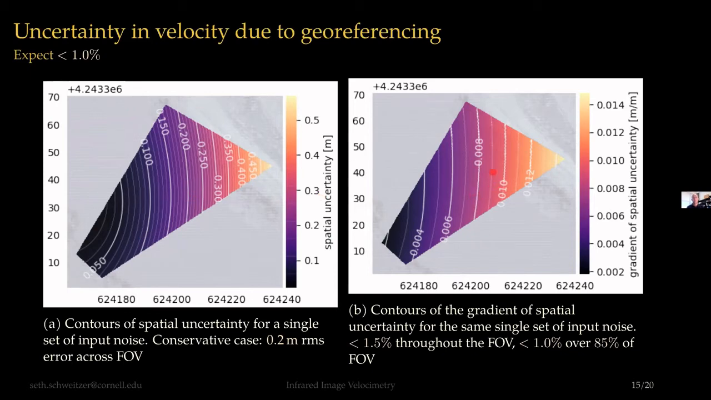And since these gradients tend to be rather small, in general, we're predicting that for a typical setup like the one that we were showing in this case, we can expect that the part of the uncertainty in the velocity measurement that comes from georeferencing will be on the order of 1% or less. This is sort of a worst case scenario, and we've still got less than 1% over about 85% of the field of view, and less than 1.5% everywhere.